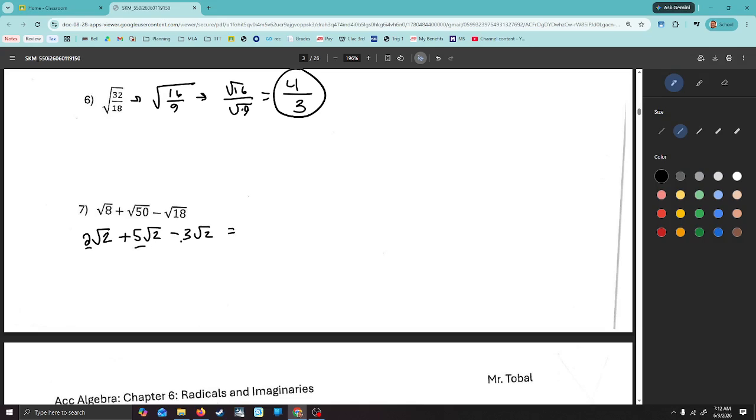When you add or subtract, you only add the fronts. So 2 plus 5 is 7, minus 3 is 4. So 4 root 2.